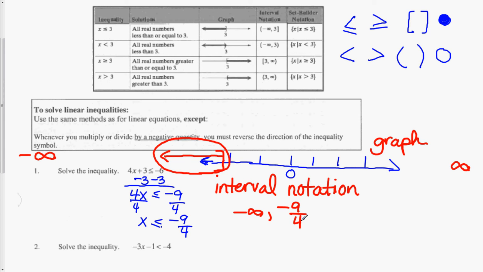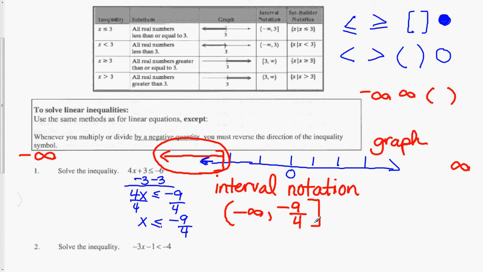Now, when we're talking about infinities, whether it's negative infinity or positive infinity, those endpoints always get a parentheses. So a parentheses at negative infinity, because you can't really ever get to infinity exactly. On my graph, I have a bracket at negative 9/4, so in my interval notation, I'm going to have a bracket. So there's the interval notation for x's less than or equal to negative 9/4.